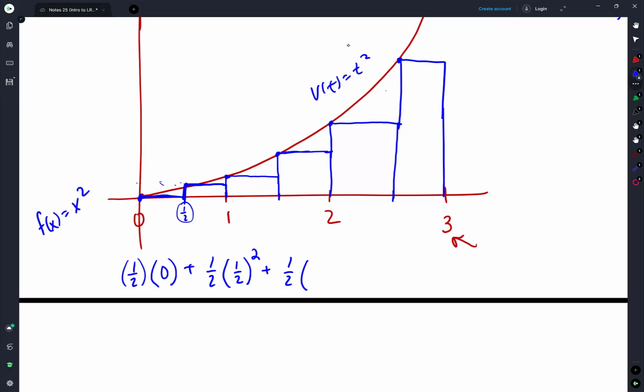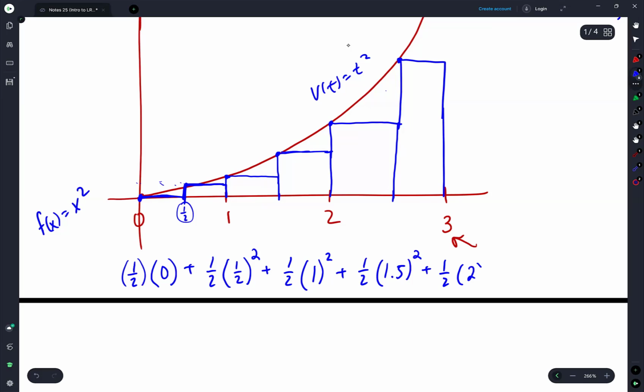The height. What's the height of the third rectangle here? 1. I know that I'm putting a square there. It's just to be consistent with my squares. Plus 1/2 parenthesis 1.5. Sorry that I'm putting fractions and decimals all over the place. Squared. Do you guys see where I got that? Plus 1/2 parenthesis 2 squared plus 1/2 parenthesis 2.5 squared. That's your last one.